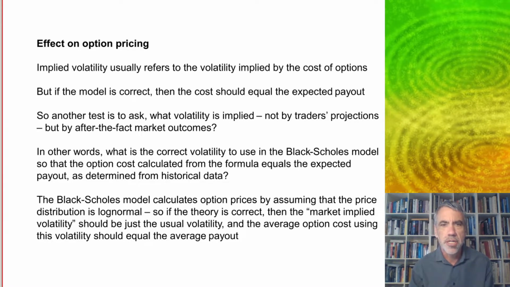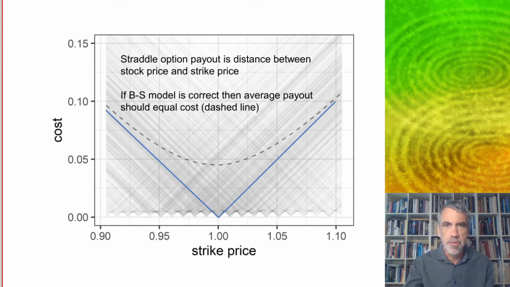The Black-Scholes model again calculates option prices by assuming that the price distribution is lognormal. So if the theory is correct, then the market implied volatility, as we could call it, should just be that usual volatility, and the average option cost using this volatility should equal the average payout. So that's the theory. Let's have a look. So first of all, we're going to be doing this using straddle options. These are a combination of a put option and a call option, and the payout is just the distance between the stock price and the strike price.